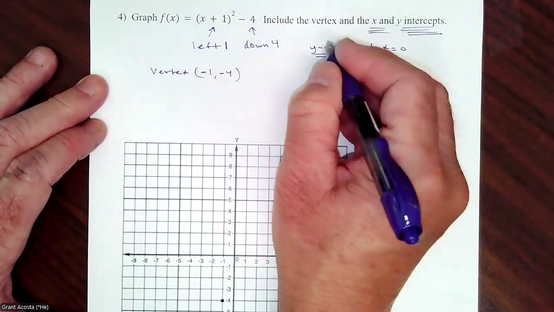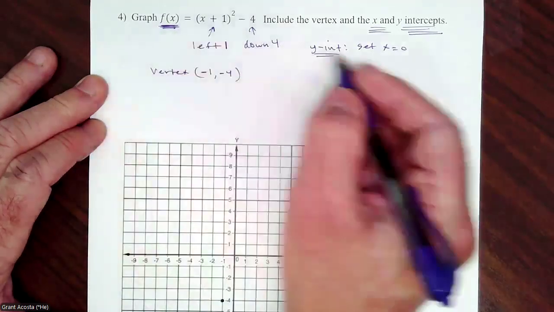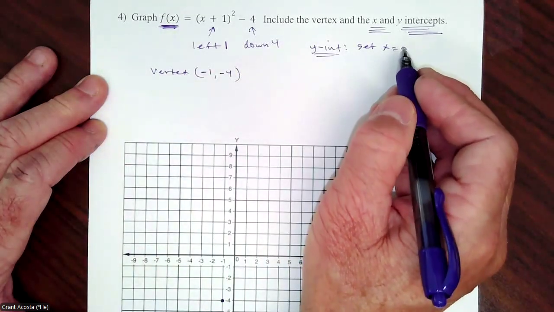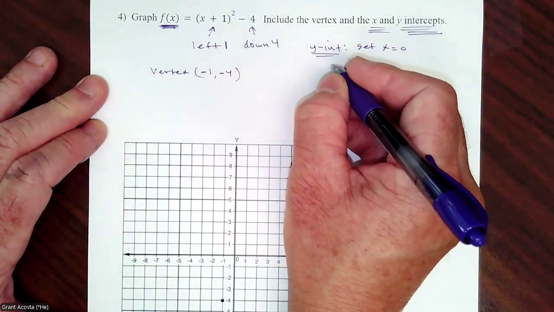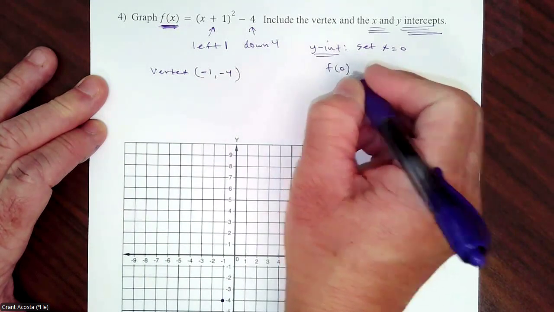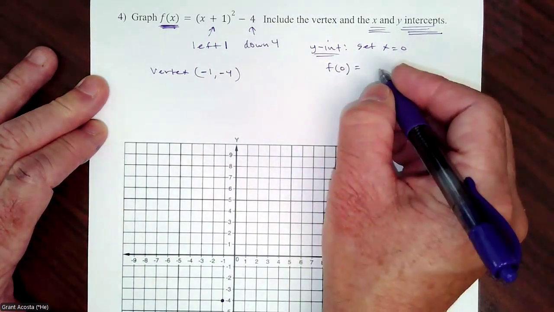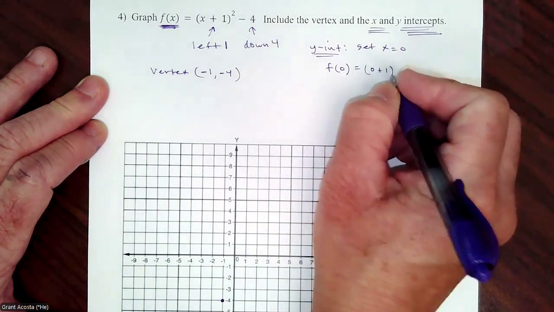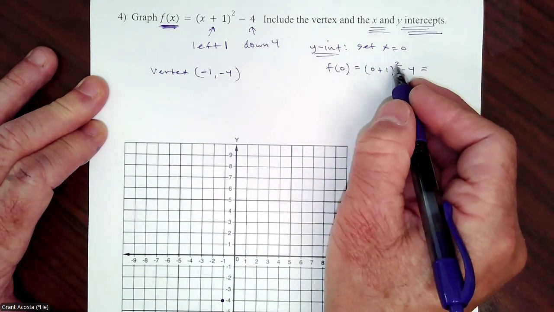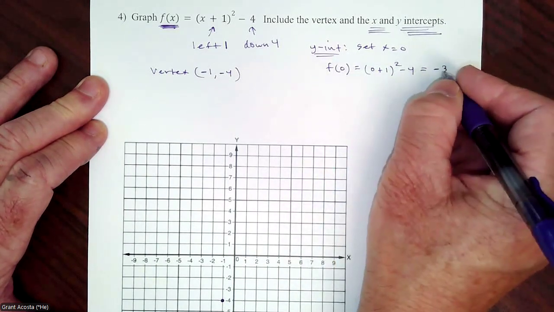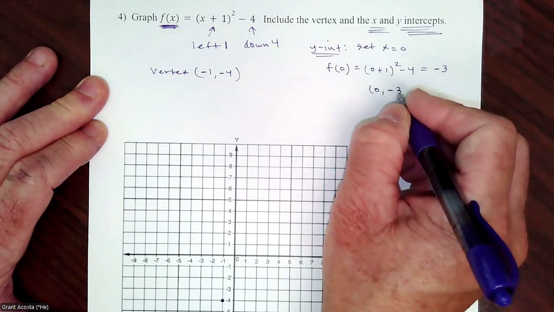By the way, this is another reason we use this notation. What I want to do is plug 0 in for x and see what I get for y. With function notation, we write it like this. f of 0 means I want to plug 0 in for x, and whatever I get out of this is my y value. 0 plus 1 squared minus 4. That's 1 squared, 1 minus 4 gives me negative 3, which means my y-intercept is 0, negative 3.